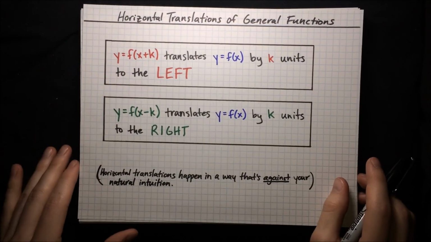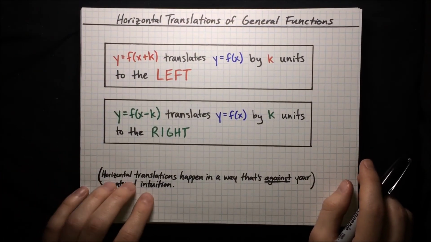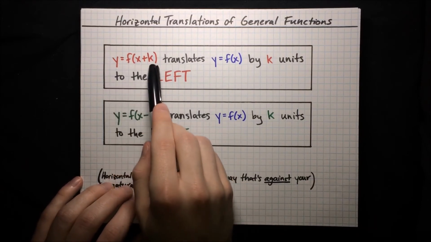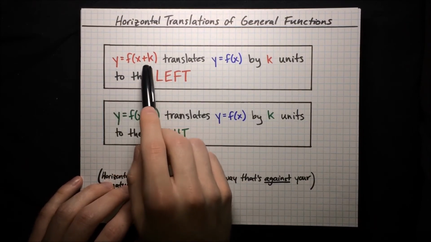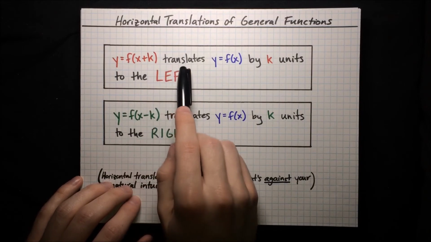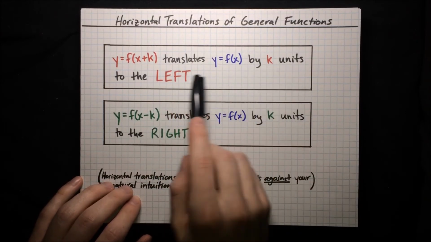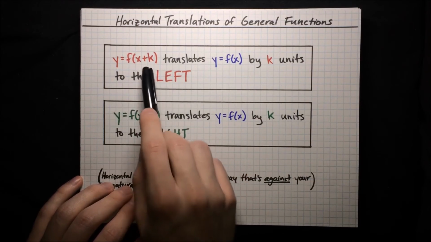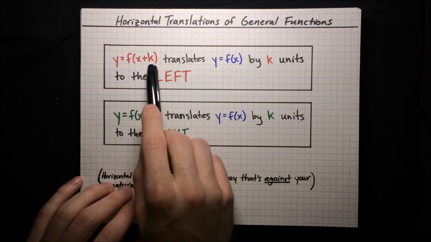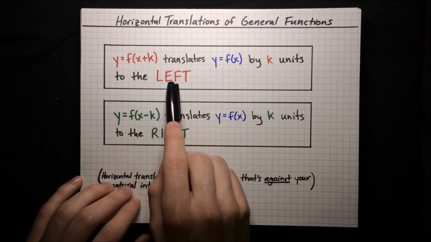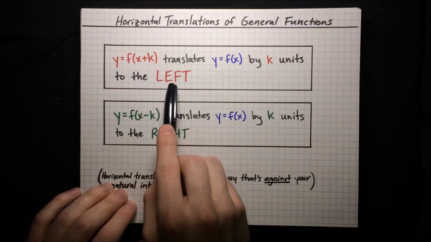That trend that we noticed in the last example does hold in general. If we have y equals f of x plus k, if we're adding k units on the inside of the function, then that translates the original graph, y equals f of x, by k units to the left, not to the right, not in the positive direction of x, but to the left in the negative direction of x. I know that's counterintuitive, but that's the way it is.